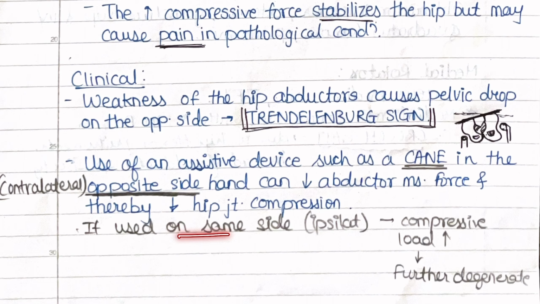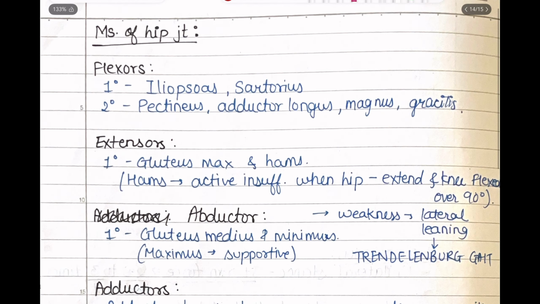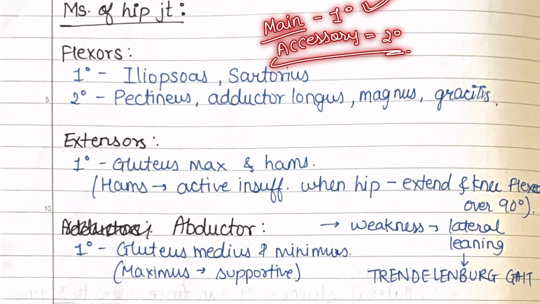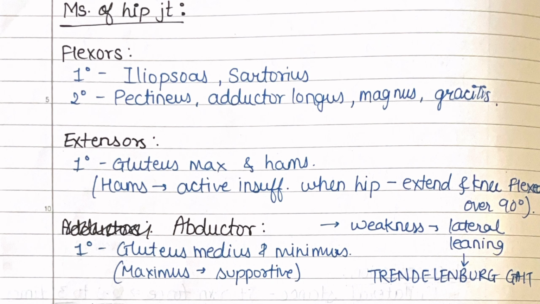If it is used on the same side, which is ipsilateral, compressive force increases and further degeneration can occur in the hip joint capsule. So now, muscles of the hip joint basics. Flexors: primary flexors and accessory or secondary. Primary means the main muscles, which initiate the movement, and accessory means which contribute to that movement. You can call them synergists also.